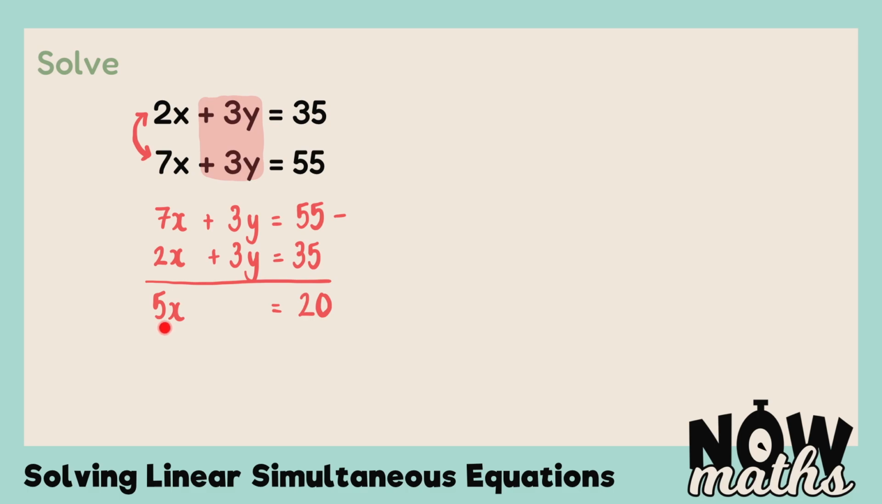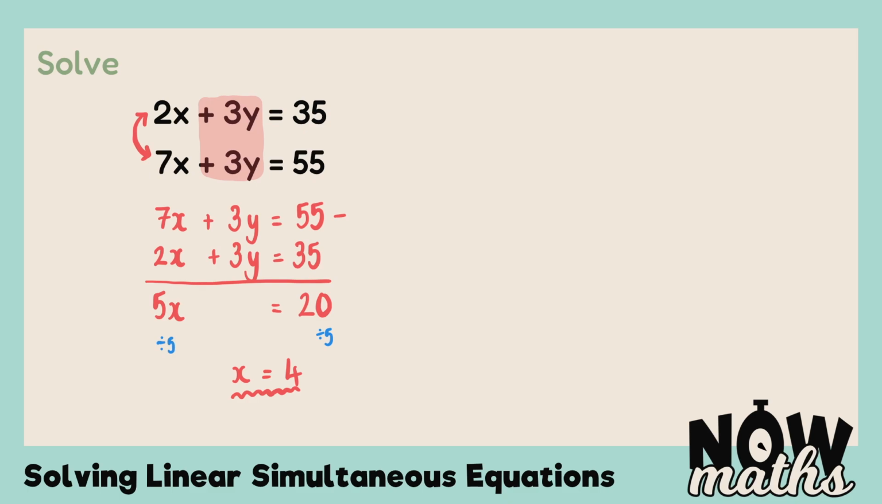So to solve, we divide by 5. And when we divide by 5, we end up with x on the left. And on the right, 20 divided by 5 is 4. So our x solution is x equals 4. We now need to use this x value to find the corresponding value of y. So we're going to substitute this value into one of the equations we started with.